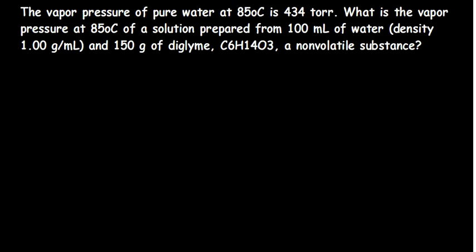Now let's look at vapor pressure itself. So here is the first question. The vapor pressure of pure water at 85 degrees Celsius is given to be that. What is the vapor pressure at 85 degrees Celsius of a solution prepared from 100 milliliters of water with a density of 1 gram per milliliter, given 150 grams of that solute, a non-volatile substance? Okay.